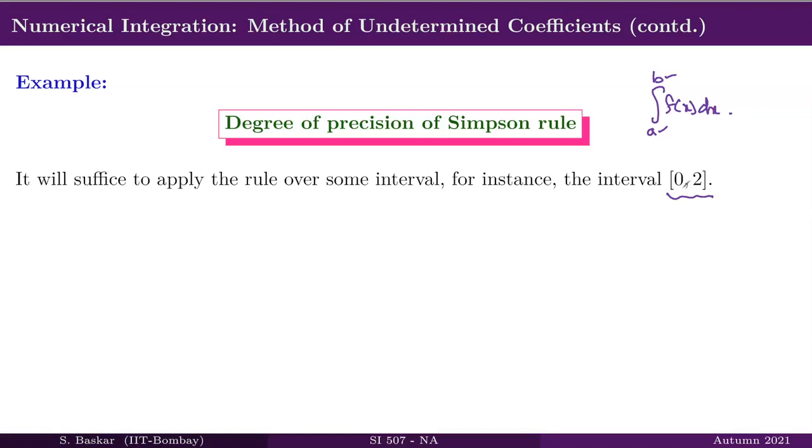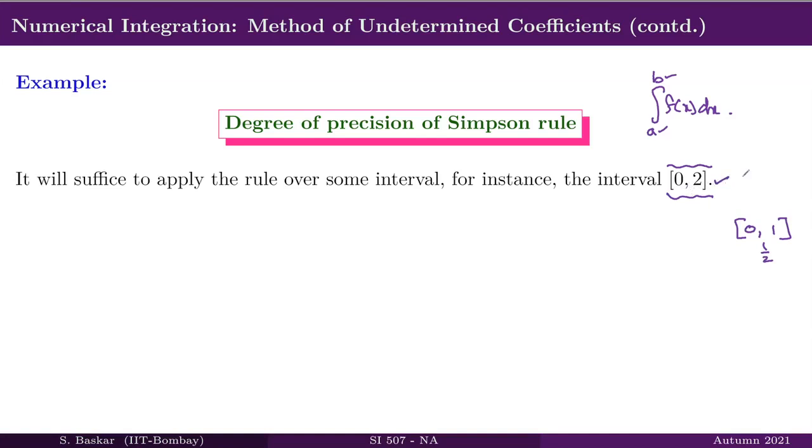Therefore, it is convenient to keep these nodes as some integers. That is why I took 0 to 2. You may ask, why can't you take 0 to 1? That is also equally good or easy, but I may have to deal with 1 by 2 then, because the midpoint of this interval is 1 by 2. Just to have easier calculation, I have taken it as 0 to 2, but in your calculation of degree of precision for any quadrature rule, it's up to you what interval you fix.